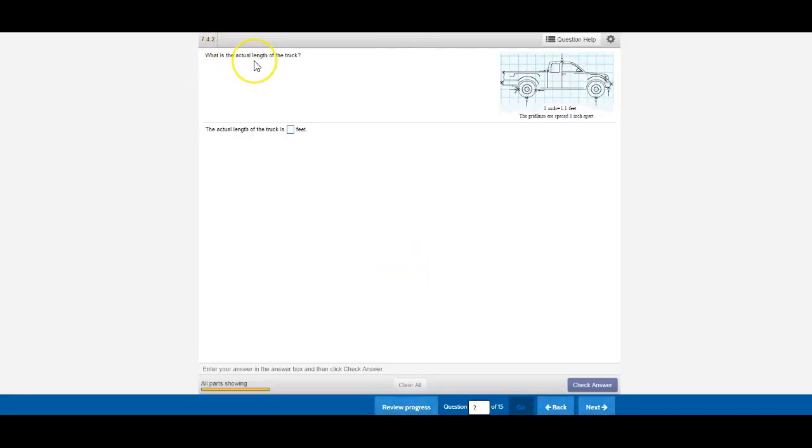The next question, what is the actual length of the truck? Well, I come and I look over here and I see that for every 1 inch, that is 1.1 feet. So the grid lines here are spaced 1 inch apart. So I'll just need to count. There's 1, 2, 3, 4, 5, 6, 7, 8, 9, 10, 11, 12, 13. So there's 13 boxes. That means there are 13 inches. So for every inch, it is going to be 1.1 feet.